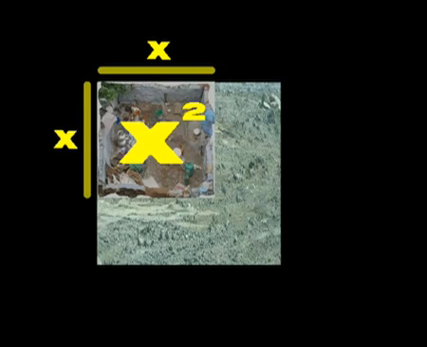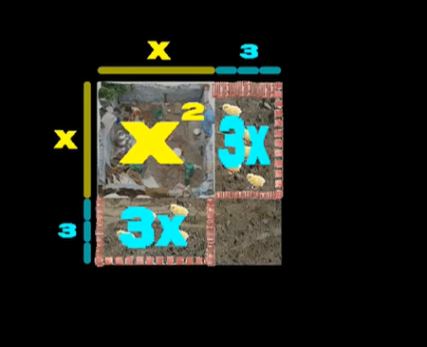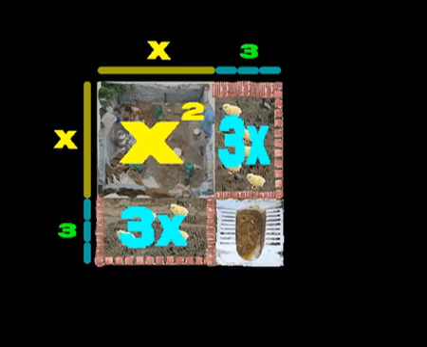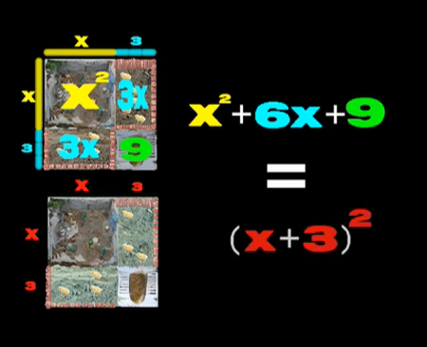Well, I divided my new land into sections. I had the clunky shack, x squared, then down the new sides I put the chicken runs, as long as the shack but 3 meters wide. Each one is 3x. And then in the corner, my dunny, 3 wide, 3 long, it is 9! x squared plus 3x, with 3x and 9, makes x squared plus 6x plus 9. And this is the same as x plus 3 squared.